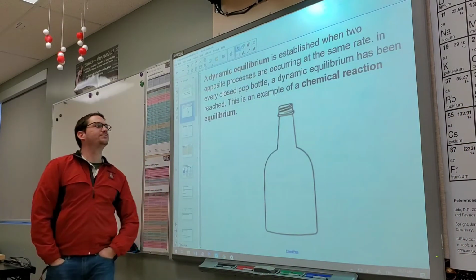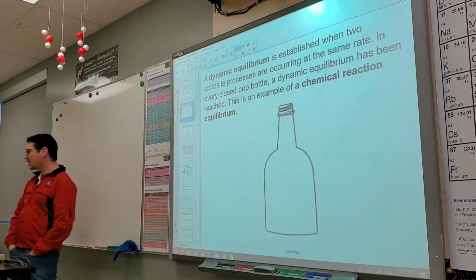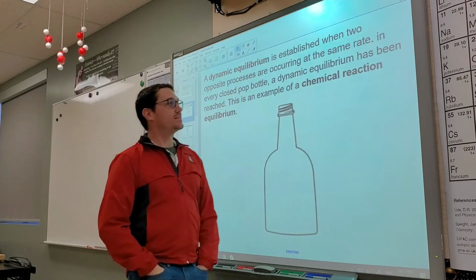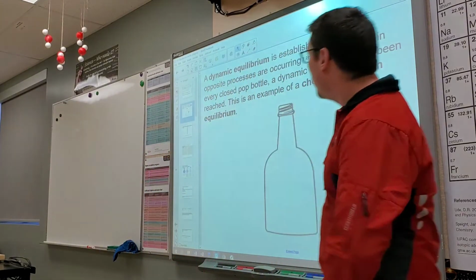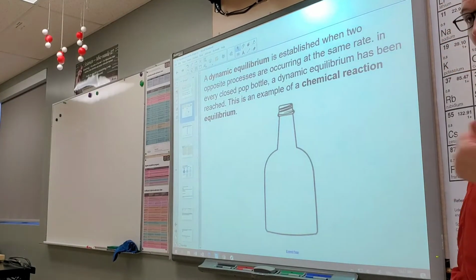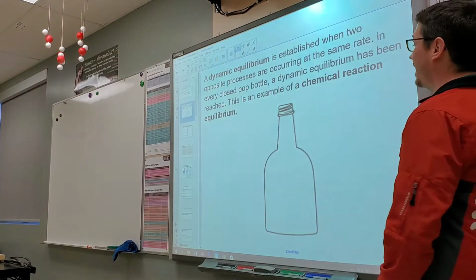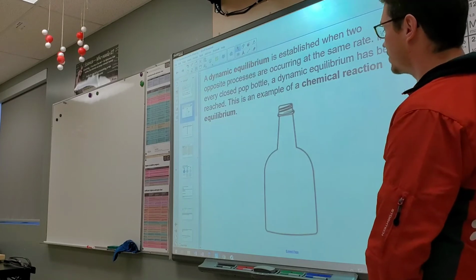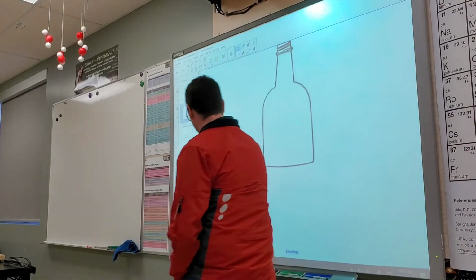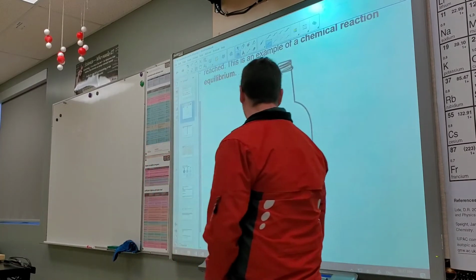Okay, all right. So a dynamic equilibrium, again a bolded term, something that we have to know, is established when 2 opposite processes are occurring at the exact same rate. In every closed, unopened pop bottle, a dynamic equilibrium has been reached. This is an example of a chemical reaction equilibrium. Let's draw what's going on inside a pop bottle.